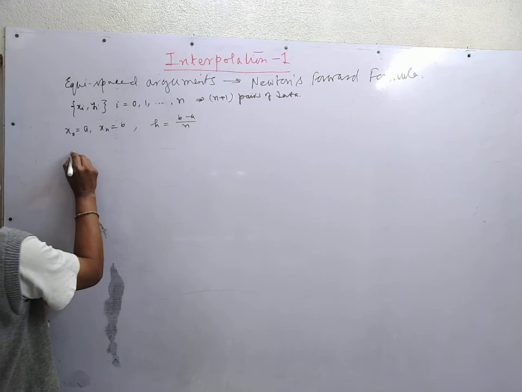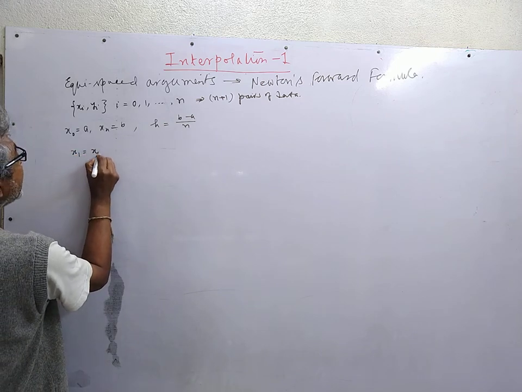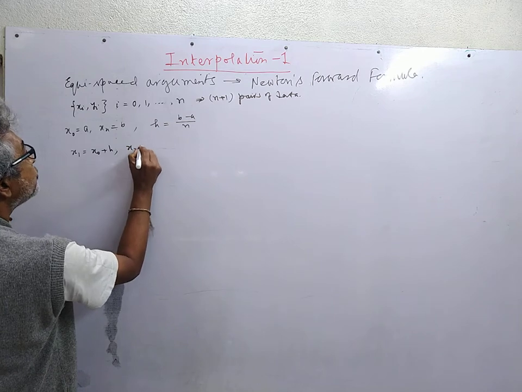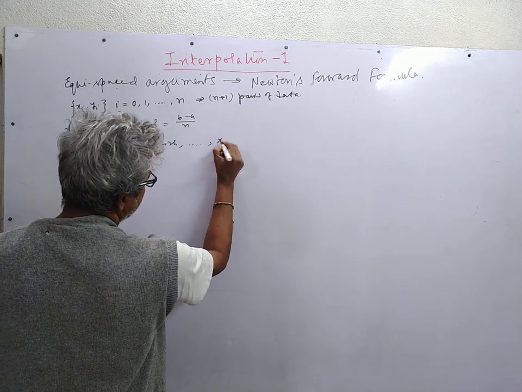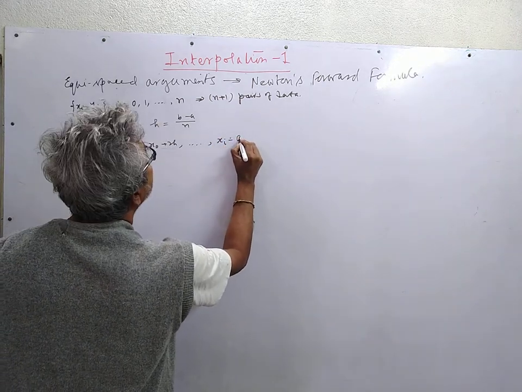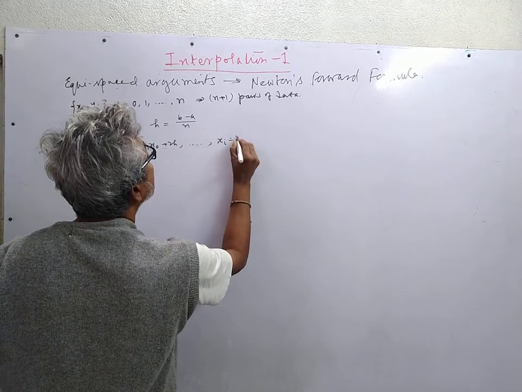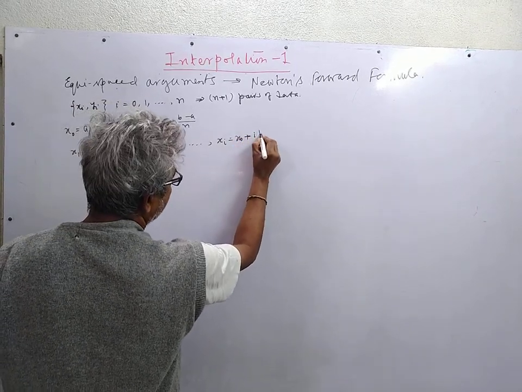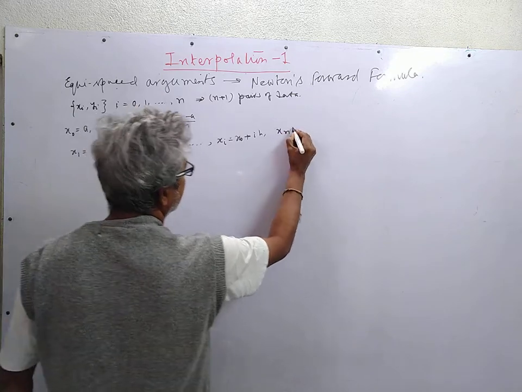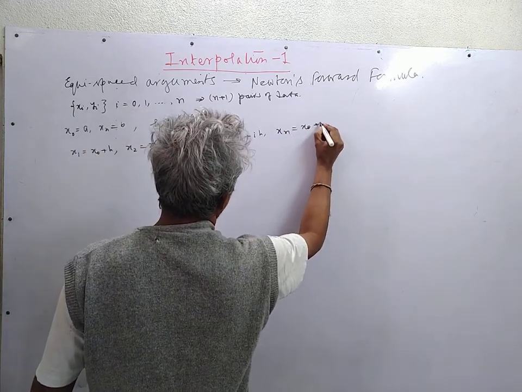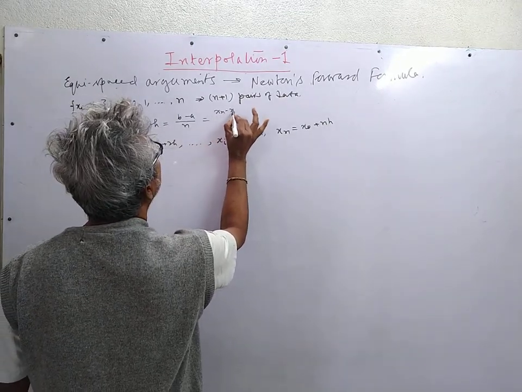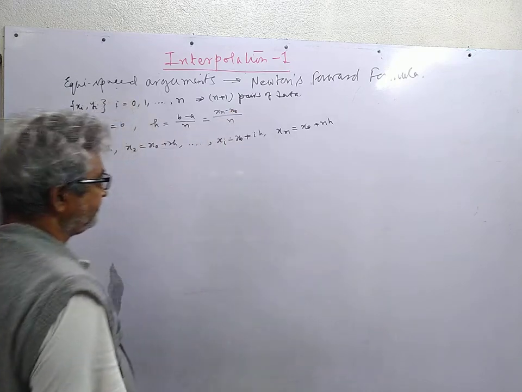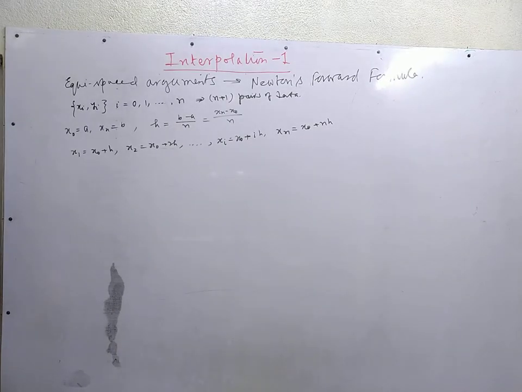So we define x1 equal to x0 plus h, x2 equal to x0 plus 2h, and in general xi is equal to x0 plus ih, and xn is equal to x0 plus nh. Recall that this can also be written this way. Now these intervals are equispaced intervals.